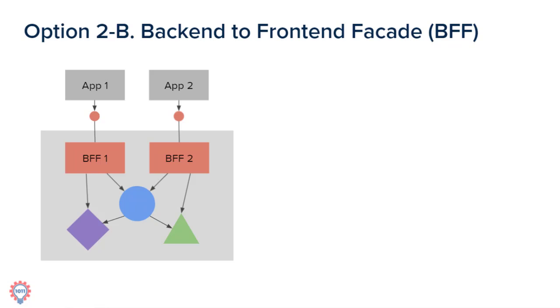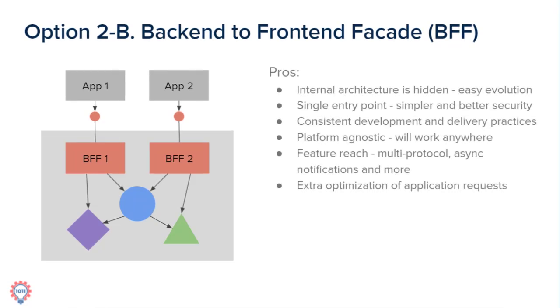The second variation of facades is so-called backend to frontend facade. That facade is built for specific type of consumer, usually an application, and it's optimized for calls, requests from that application. So it has similar pros that the first option. You can protect your internal design and make the future changes a lot easier. You will have only a single entry point for a specific application.